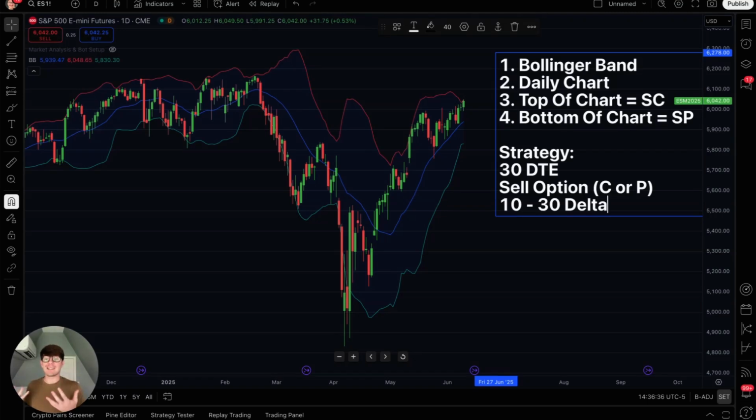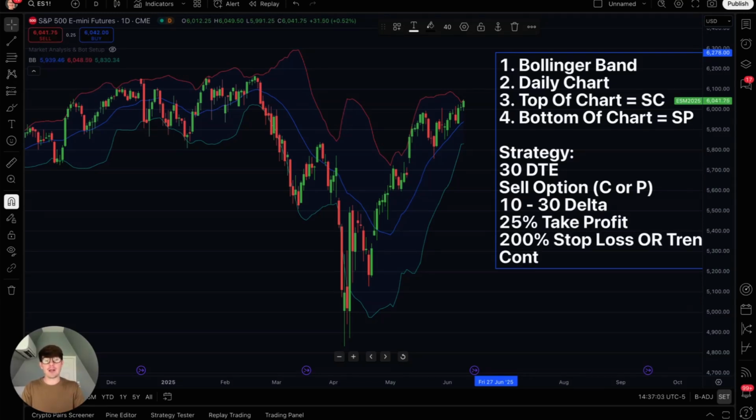If you want more safety and a higher win rate, but you're okay with collecting less money, that'd be a 10 delta. If you're more risky and you want to collect more money, that'd be a 30 delta. You're going to run this with a 25% take profit. This way you can take profit quickly if the market moves in your direction, and you'll be able to close that trade. And then again, we have a stop loss of 200% or a trend continuation.